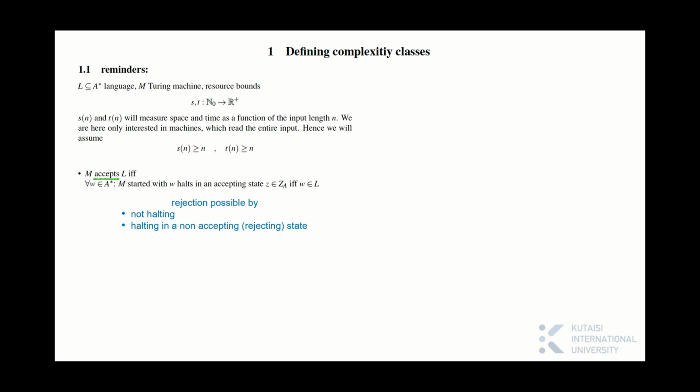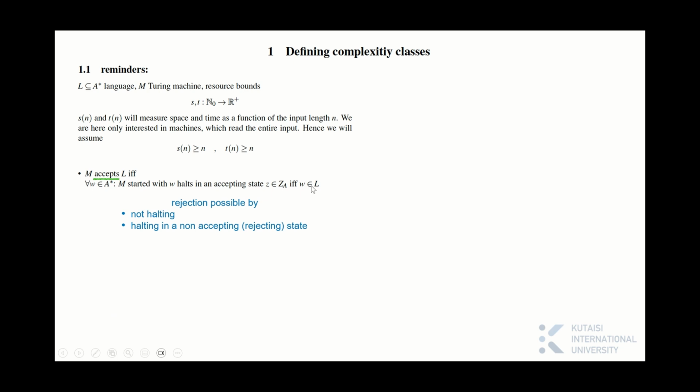But now I will add reject states, and then M accepts L will be: if given W, it halts in an accepting state if W is in L, and if W is not in L, it might not halt by entering a reject state, or it might loop forever. But for now, we haven't defined that yet. So accepts means that for all strings, it halts in an accepting state if and only if the string is in L. But there is no condition in some sense.